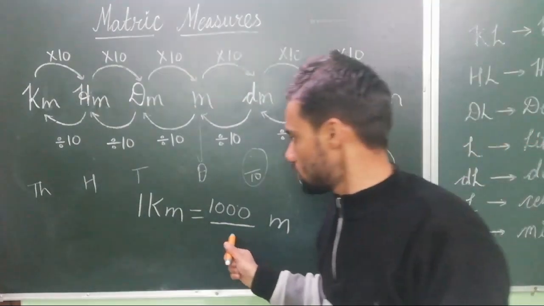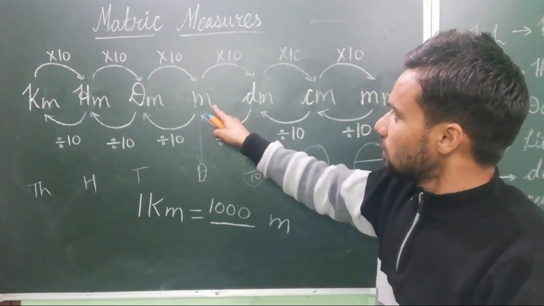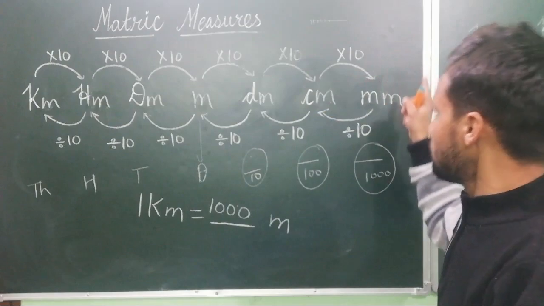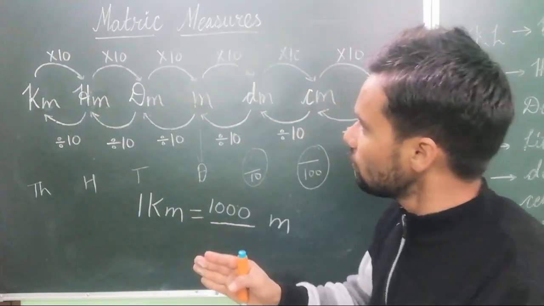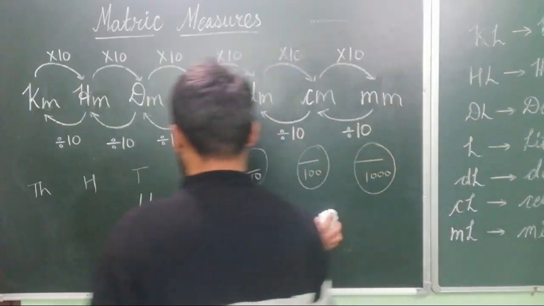I hope you understand all these things. Okay. So in this way, if you want to convert this meter into centimeter, millimeter, or we can say decimeter, then you can go in the same way. Okay. I will take one example here.